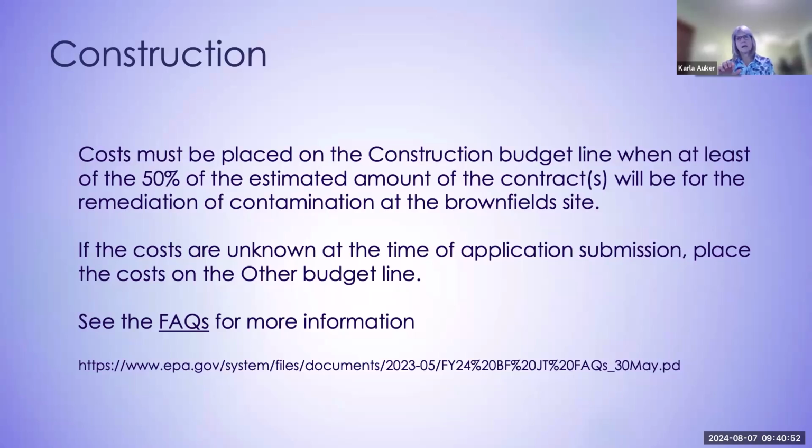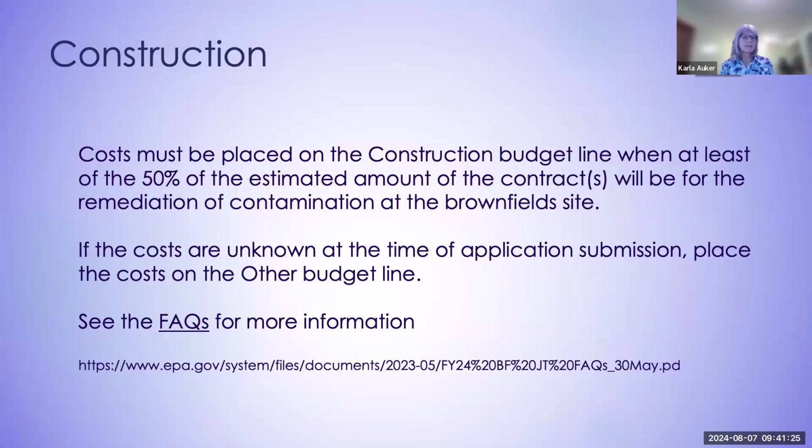And then there's another budget line item called the other budget line item. So if you're not sure whether 50% of your grant's going to be spent on straight remediation, then you can put that in the other budget line item. And I have here a link to our FAQs. Those FAQs are frequently asked questions, and the most recent ones that are available on that website are for FY24. The FY25 FAQs should be out within the next month.